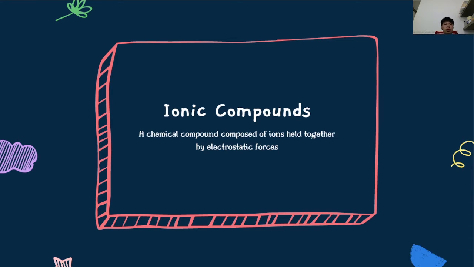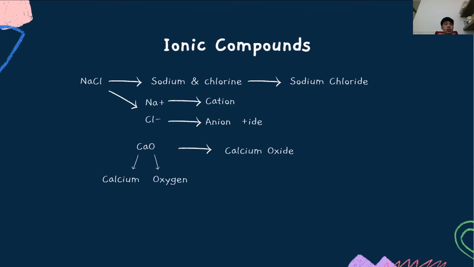Moving on to the ionic compound. An ionic compound is a chemical compound composed of ions held together by an electrostatic force. Here's an example. NaCl, with sodium and chlorine. The ionic compounds are composed of ions, so we have the sodium ions and chlorine ions.